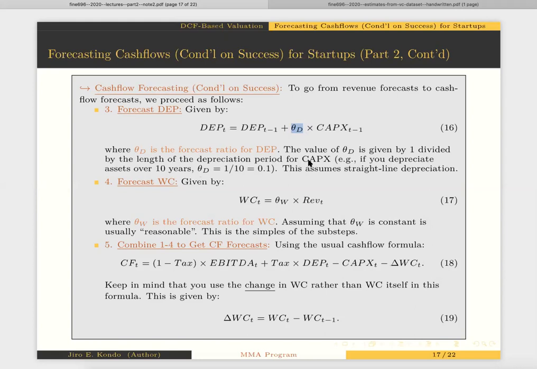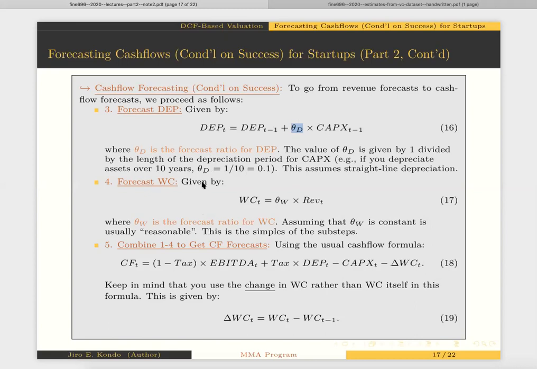So if the average asset that a startup purchases has a 10-year depreciation schedule, then this theta D would just be 1 divided by 10, equal to 0.1. What this is saying is whatever you were depreciating last period, you're still depreciating this period. And in addition to that, you depreciate 10% of the new investments that you made over the last period.